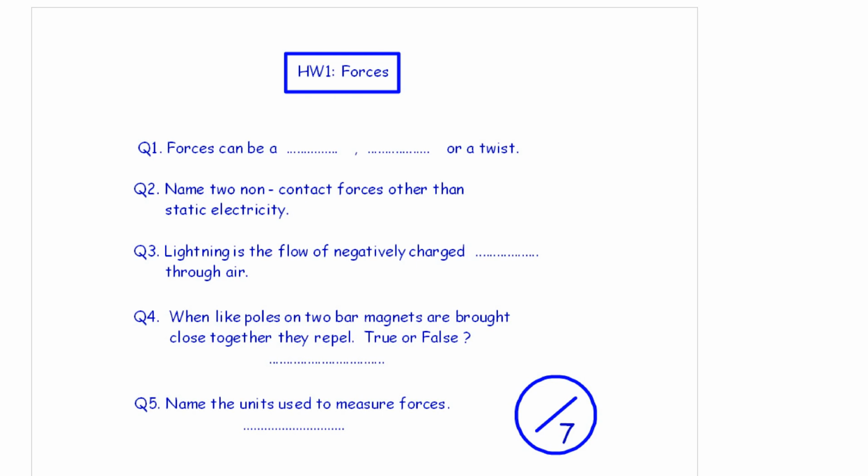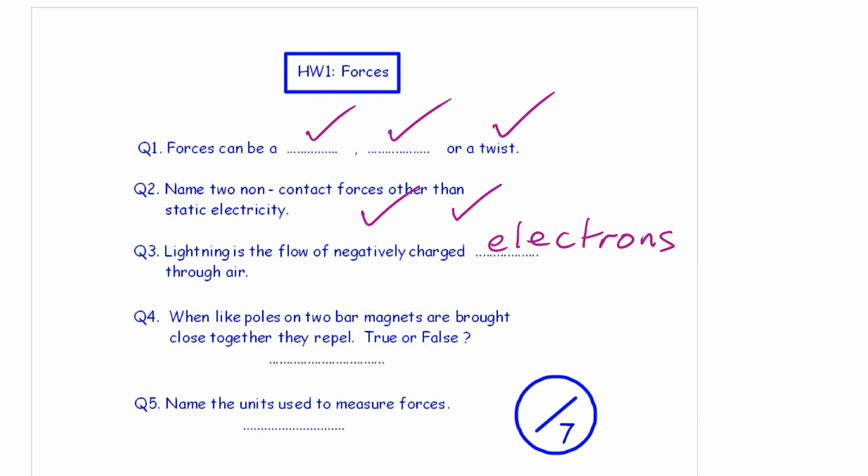Question 1. Forces can be a twist, yes, they can be a push for 1 mark and a pull for 1 mark. Can you name 2 non-contact forces other than static electricity? Gravity will be one of them, and magnetic fields are the other. Lightning is the flow of negatively charged electrons through the air.